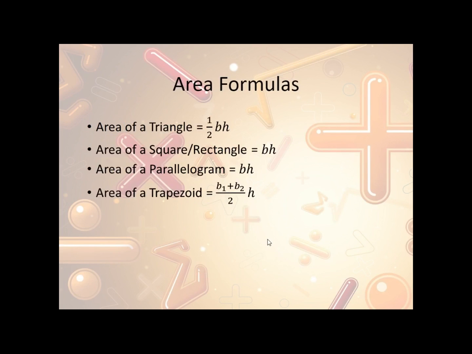Some formulas for you. The area of a triangle is 1/2 the base times the height. The area of a square or a rectangle is just the base times the height. The area of a parallelogram is base times height. And the area of a trapezoid is base 1 plus base 2 over 2 times the height. So notice they're all different variations of base times height.